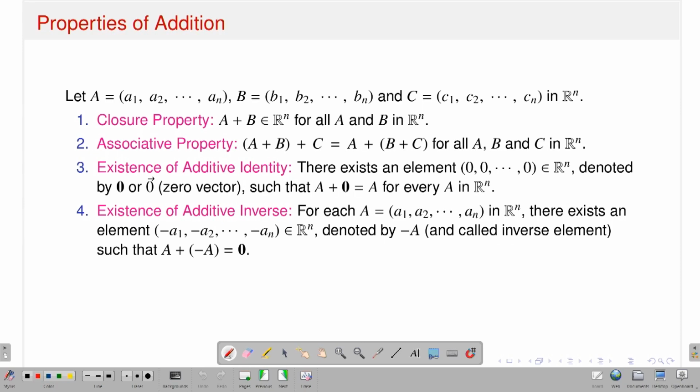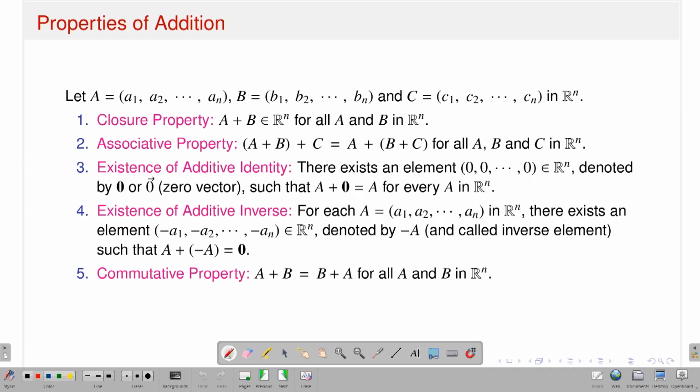The next property is the existence of additive inverse. For each vector A in Rn, if A is A1, A2, ..., An, there exists another element, minus A1, minus A2, ..., minus An, which is also in Rn and denoted by minus A, called the inverse element, such that A plus minus A equals 0, the identity element. So, this is the fourth property of vector addition.